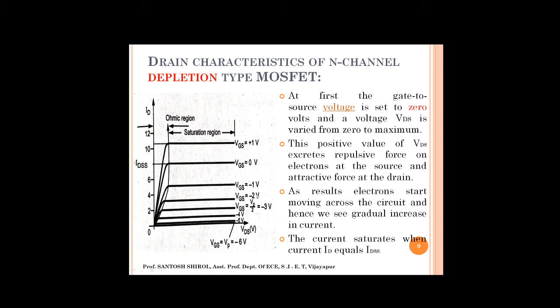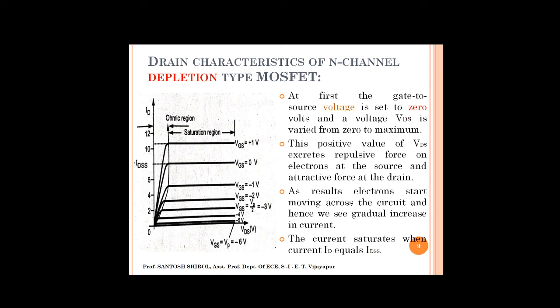As you increase VGS further, again this maximum current will be decreasing. At, let us say, minus 6 volt, it is reaching its pinch-off voltage. This is one case. Next case is, lastly I explained the working.